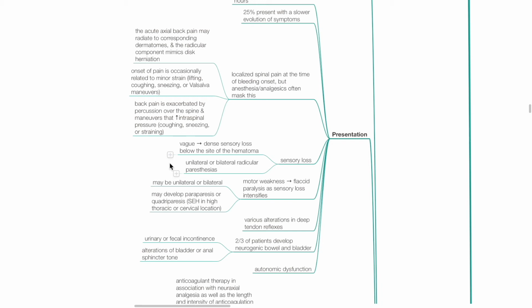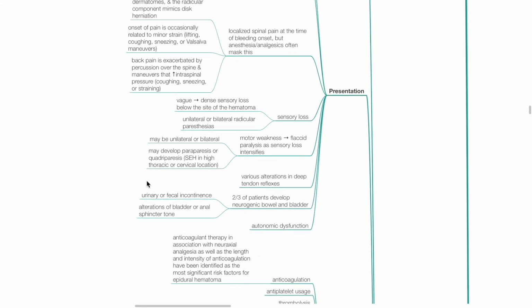There may be unilateral or bilateral radicular paresthesias. Motor weakness proceeds to flaccid paralysis as sensory loss intensifies, which may be unilateral or bilateral. The patient may develop paraparesis or quadriparesis. Various alterations in deep tendon reflexes are present. Two thirds of patients develop neurogenic bowel and bladder, which can present as urinary or fecal incontinence and alterations in bladder or anal sphincter tone. There may be autonomic dysfunction.